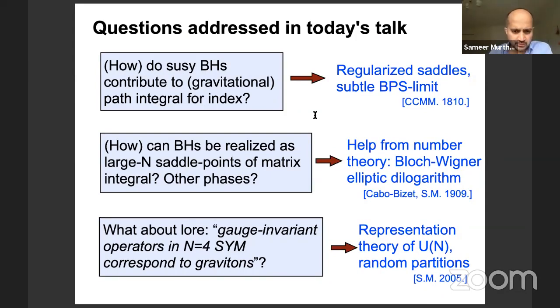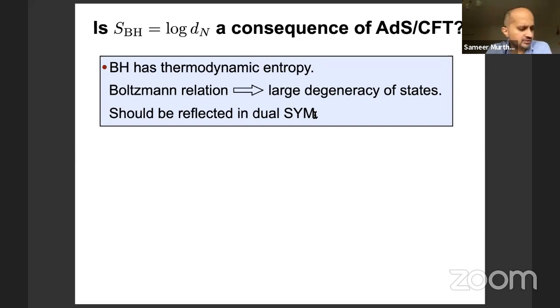Okay, very good. So then on to the first question. Let's go back to the basics. Why do we expect that the black hole entropy be the log of this d_N? At the zeroth level, this is like if you give a public talk, they will say the black hole has a thermodynamic entropy according to Bekenstein-Hawking, and then the Boltzmann equation should say that that entropy should be a statistical entropy. There should be a large degeneracy of states. It should be the log of the degeneracy of states, and that degeneracy of states, according to AdS/CFT, must be the degeneracy of states of the dual superconformal theory.